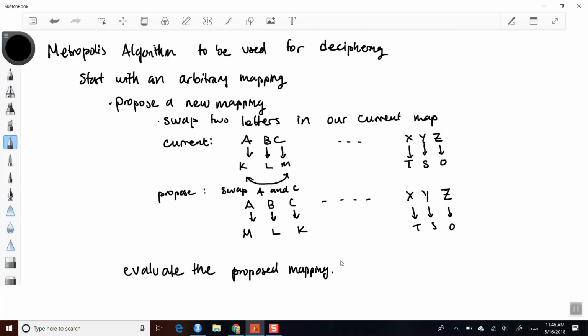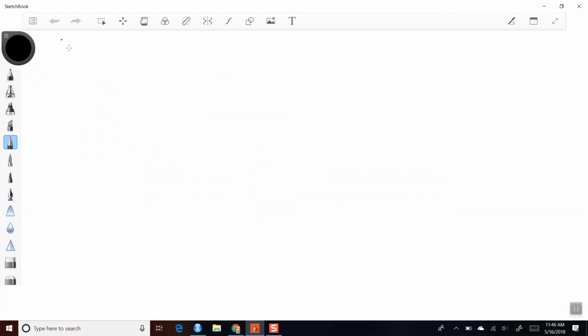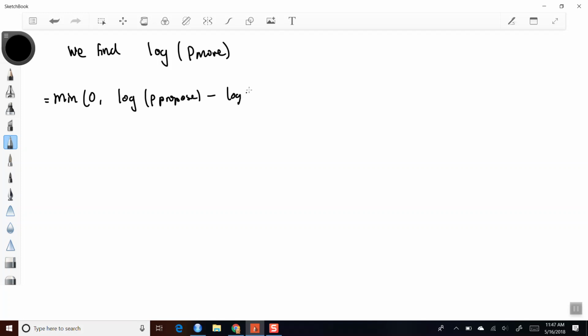Okay, so according to the Metropolis algorithm, we have to figure out the probability of a move. This time we're going to use the log probability of moving. The log probability of move is going to be equal to the min of 0 and the log of p propose minus the log of p current. All right, so the log probability of some mapping is going to equal the following.